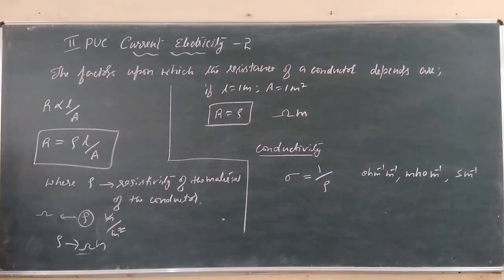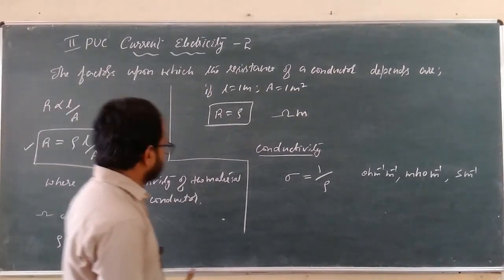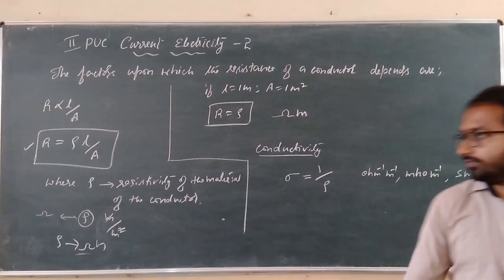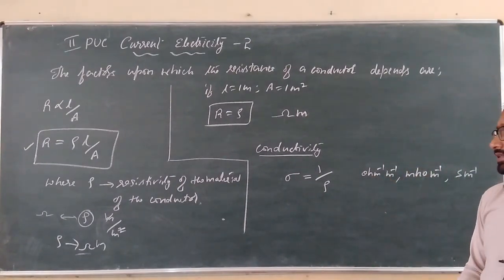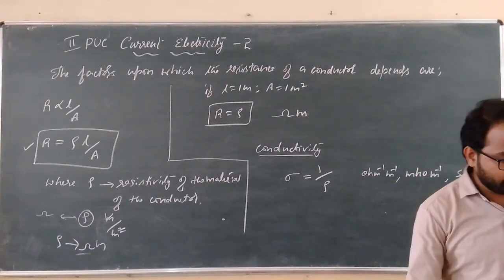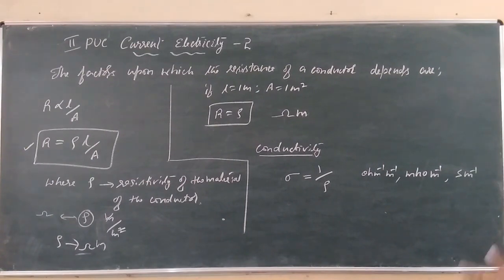Okay, so this is an important expression. So R is equal to rho L by A, the resistance of the conductor in terms of the length of the conductor and area of cross section. Rho is the resistivity of the material of the conductor. Definition of resistivity, definition of conductivity, the units.